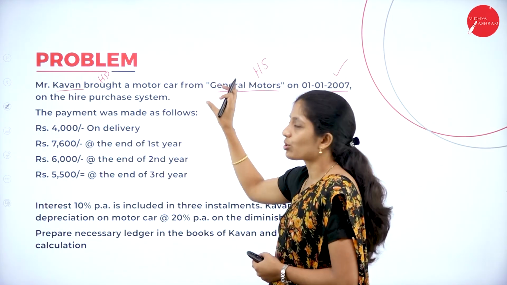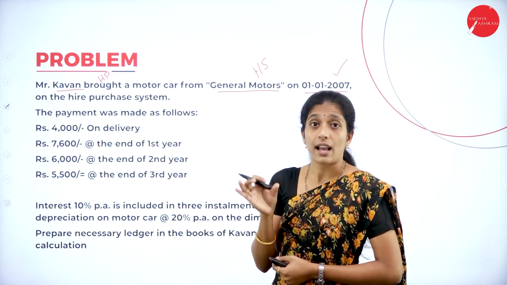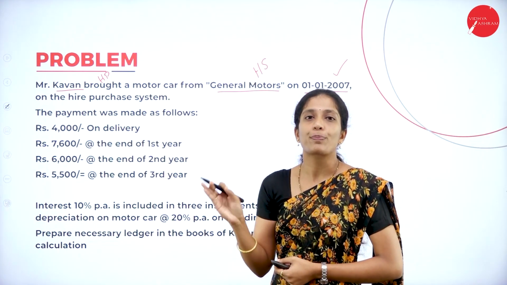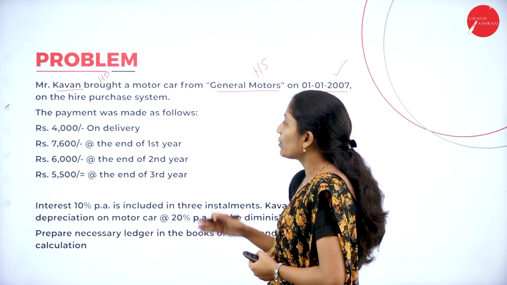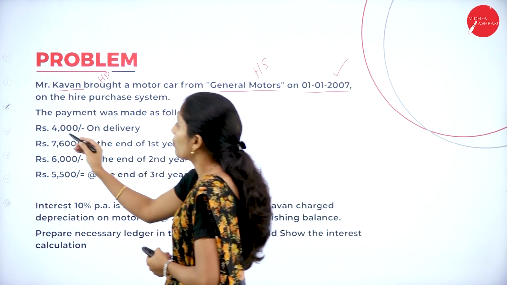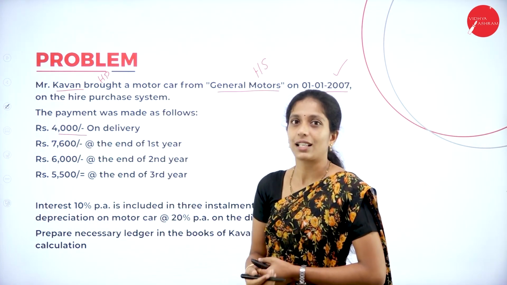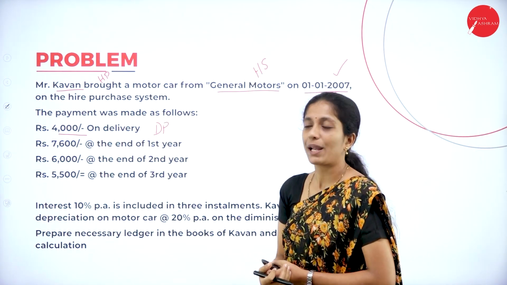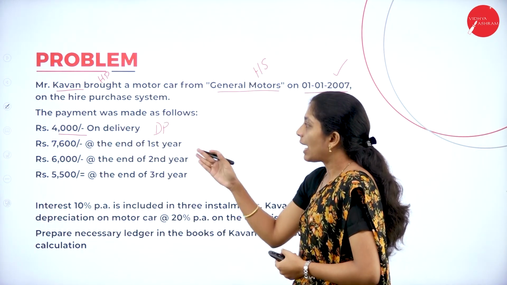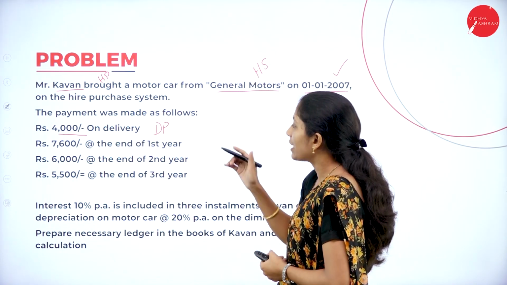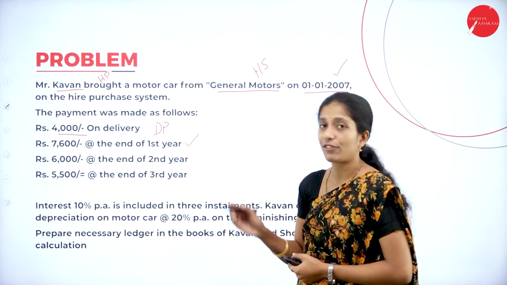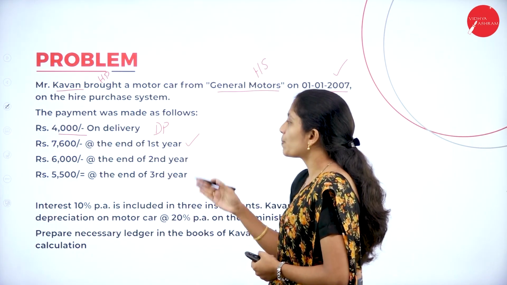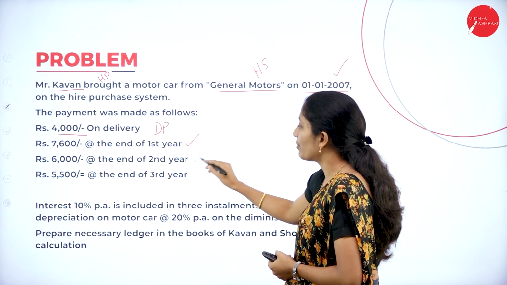Here, they have just told that they have bought a motor car, but they have not told the worth of that motor car. In the sense, we don't know the cash price of the motor car. The payment was made as follows. Rupees 4,000 on delivery, that is nothing but the down payment. So here they have made a down payment of rupees 4,000, and rupees 7,600 at the end of the first year. At the end of the first year, they have paid how much? 7,600. Next, rupees 6,000 at the end of the second year.